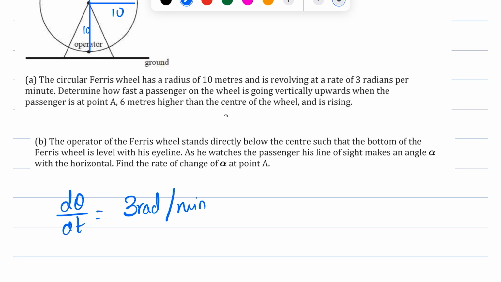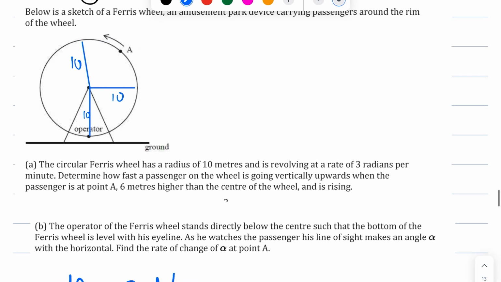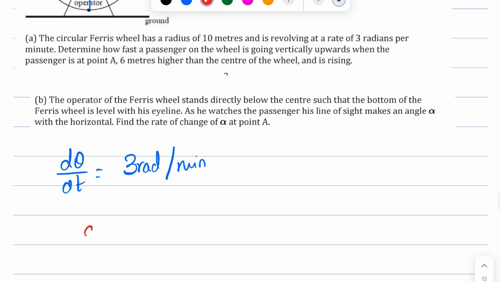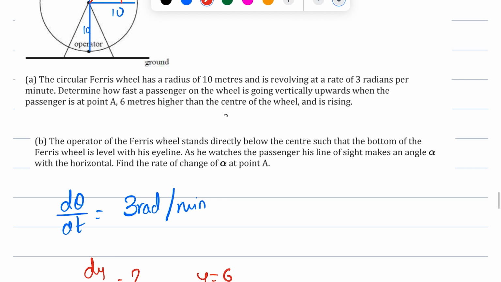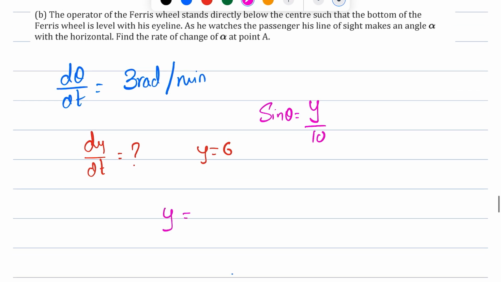Determine how fast the passenger of the wheel is going vertically upwards. So what is happening? We are considering the vertical height. That's going to be the variable. So let it be equal to y, because the vertical axis is the y-axis. So how fast is it going? dy by dt equals question mark, when y equals 6 meters. So we know that this is 10, this is 6, so by Pythagorean triplet that has to be 8. Now we know y and 10, so it is sine theta. Sine theta equals y upon 10. So y equals 10 sine theta.